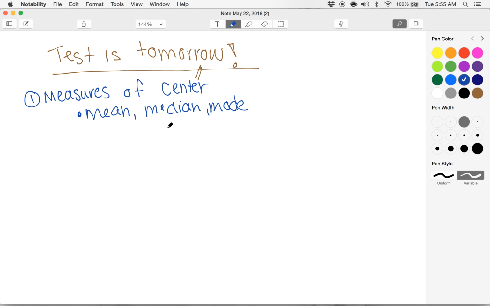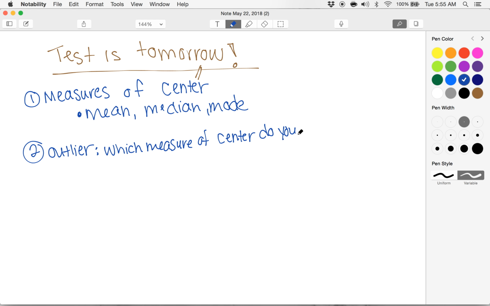You also need to know which one is best to use if you have an outlier. So the second thing you need to understand is you need to know what an outlier is. Okay? And you need to know which measure of center do you use if there is an outlier. By the way, it is median.